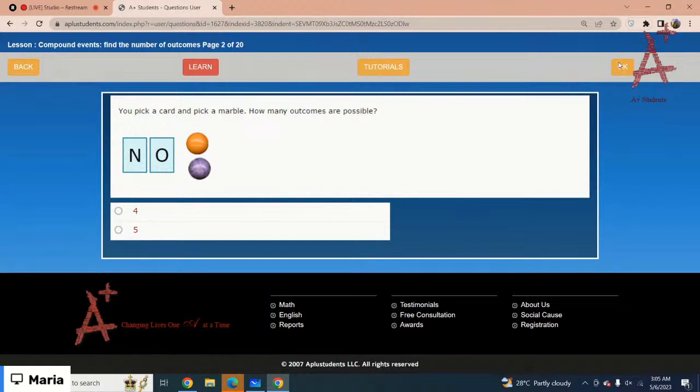Okay, the next one is you pick a card and pick a marble. How many outcomes are possible? You need to calculate the total outcomes. So how many outcomes do we have? You have two cards and two marbles. So how do you calculate total outcomes? It would be 2 times 2. That means you have a total of 4 outcomes.